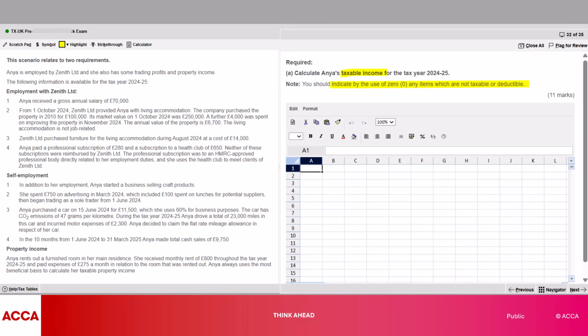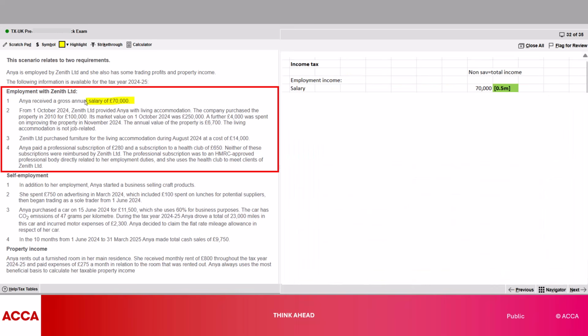We'll break it down step by step, and we've got 3 different types of income for that tax year. First of all, employment income. And for the employment income, I've set up my heading, and we've got the salary, nice easy half mark. Look out for any dates. There are no dates for the salary, so that's presumably been for the whole year. And green for an easy half mark for putting in the salary.